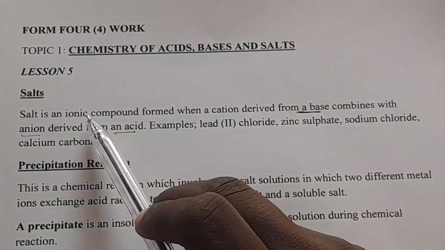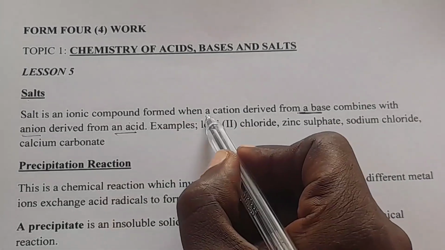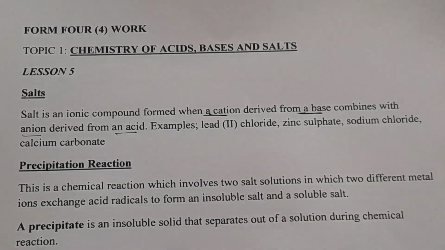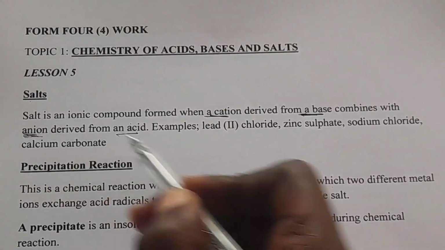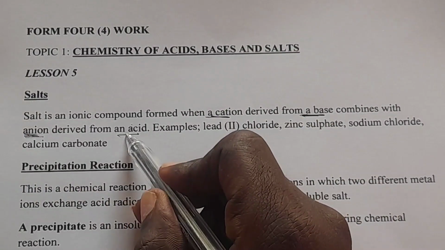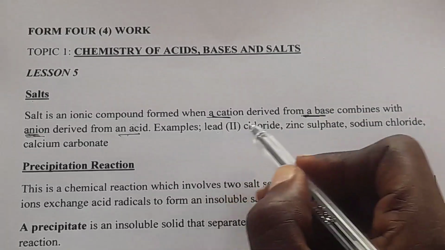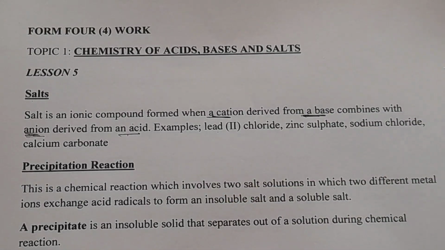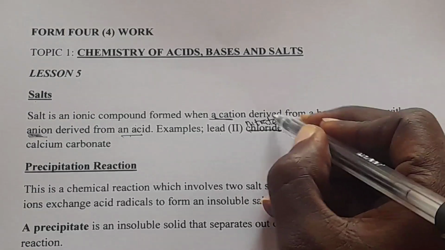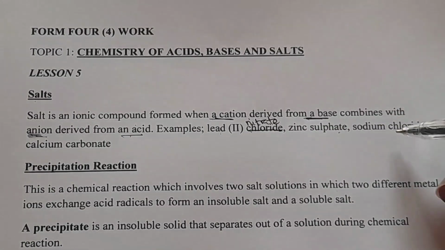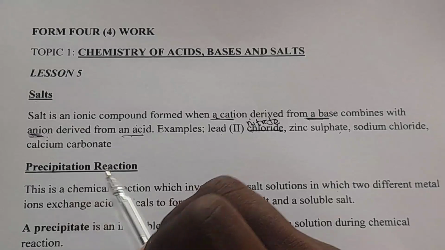A salt is an ionic compound formed when a cation, that's a positively charged ion, derived from a base combines with an ion, that's negatively charged ion, derived from an acid. Examples of salts include lead 2 chloride, or you can have lead 2 nitrate. We have zinc sulfate, we have sodium chloride, we have calcium chloride.